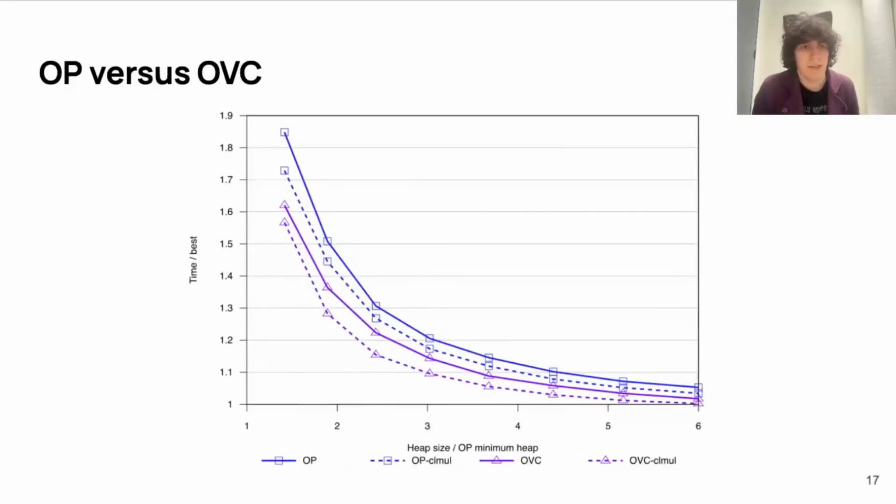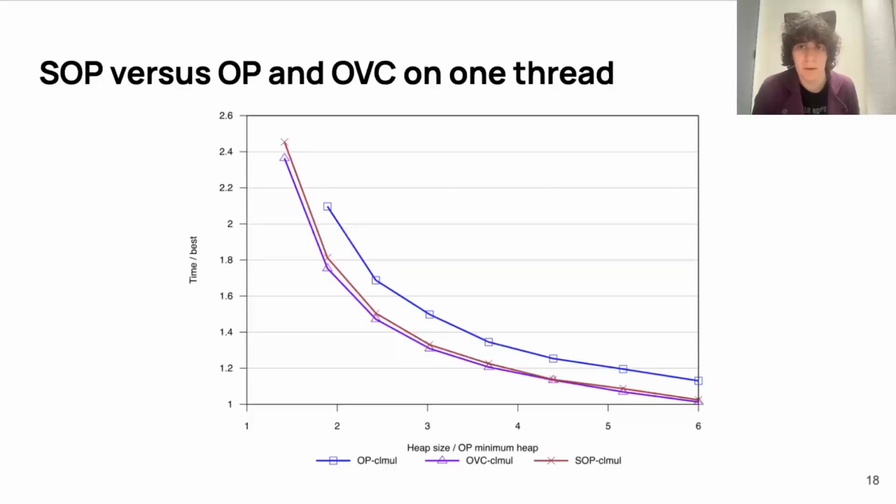We then evaluate the parallel one-pass against the parallel offset vector compaction. Surprisingly, one-pass seems to lag offset vector compaction by a decent margin. So we investigated what the causes could possibly be for the slowdown.